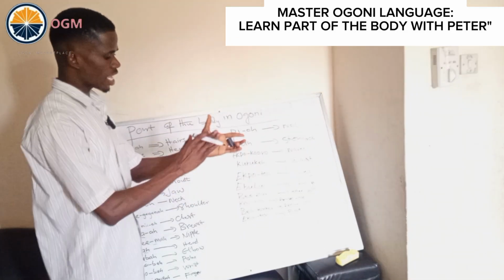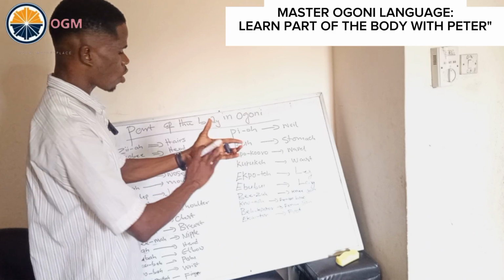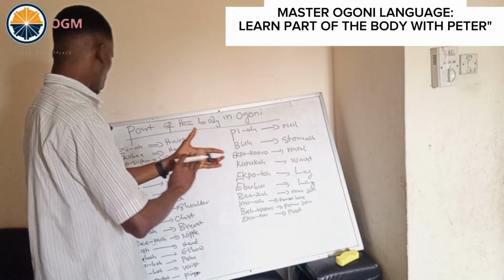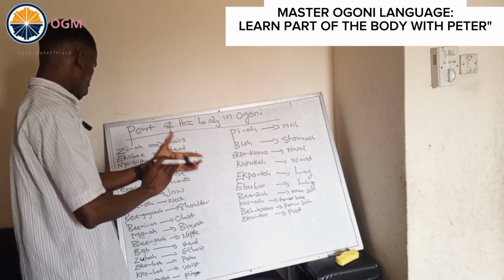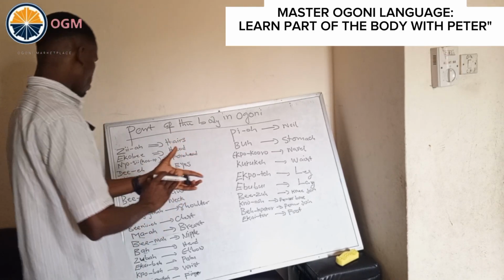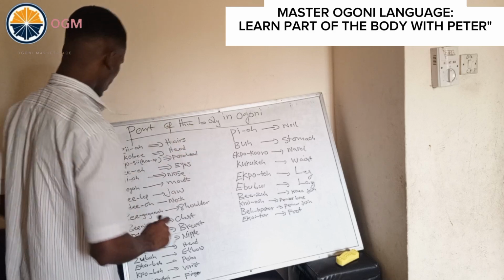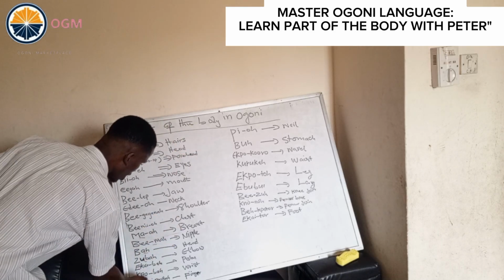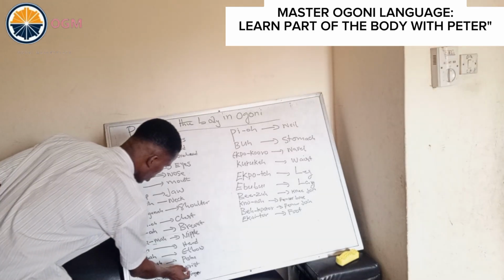Ekaiba in Ogoni. Palm is called Ekaiba in Ogoni. Then here we have Oba, which is ribs.